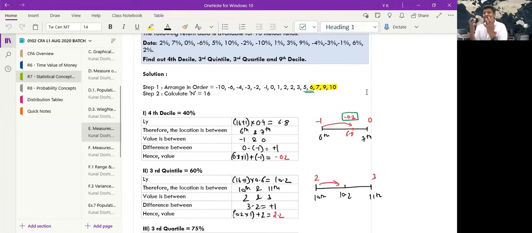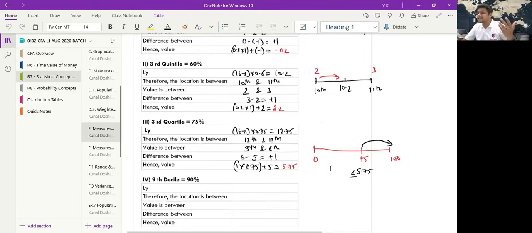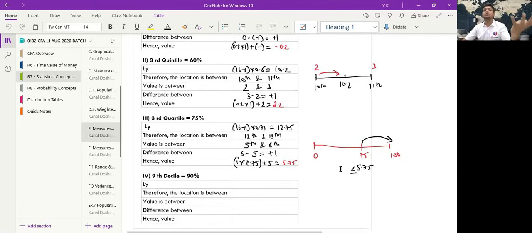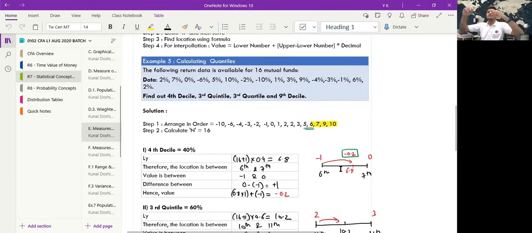Now, you can relate this as a performance of a student or a performance of fund managers. So I can say who are in the top 25 percentile fund managers. All those who have scored 6, 7, 9, 10, they are in the top 25. And all those who have scored less than 5.75, they are in the bottom 75 percentile, right? So if I have to award best fund managers, top 25 percentile best fund managers, I would award the last 4 ones. Clear? Everyone?